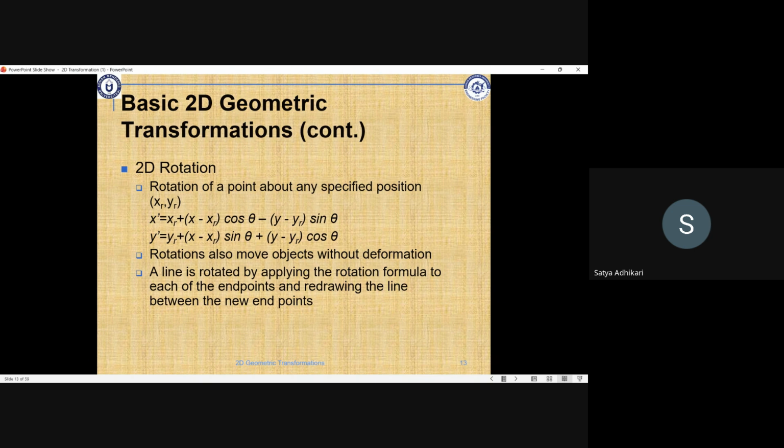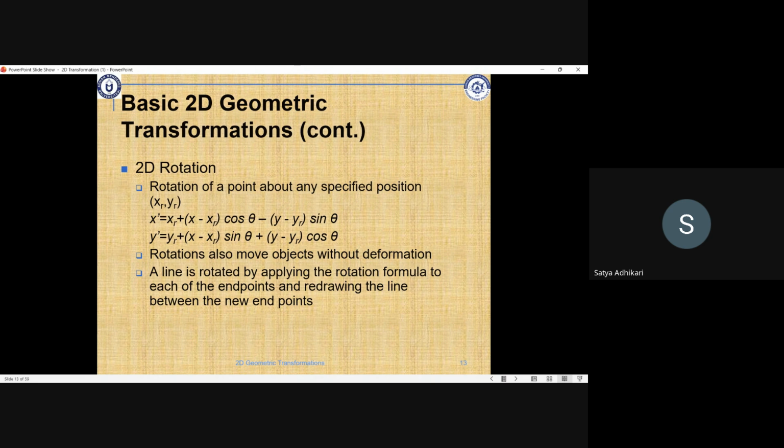So rotation also moves the object without deformation. There is no deformation, no change in other information of the object. A line is rotated by applying the rotation formula to each of the endpoints and redrawing the line between the new endpoints. So this is the formula for rotation of a point only.